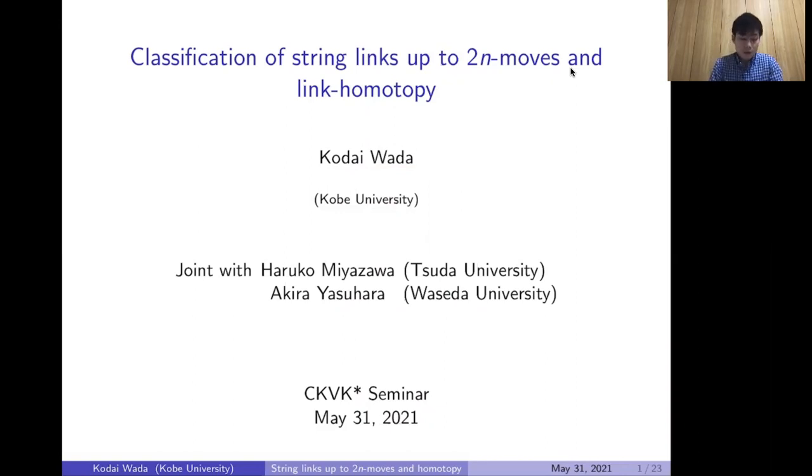In this talk, we give a classification of string links up to 2n-moves and link-homotopy by using Milnor invariants. This classification tells us a relation between 2n-moves and Milnor invariants. This is a joint work with Haruko Miyazawa and Akira Yasuhara. Let's get started.